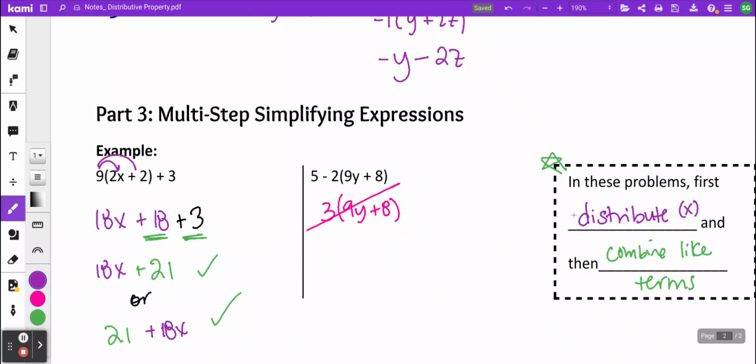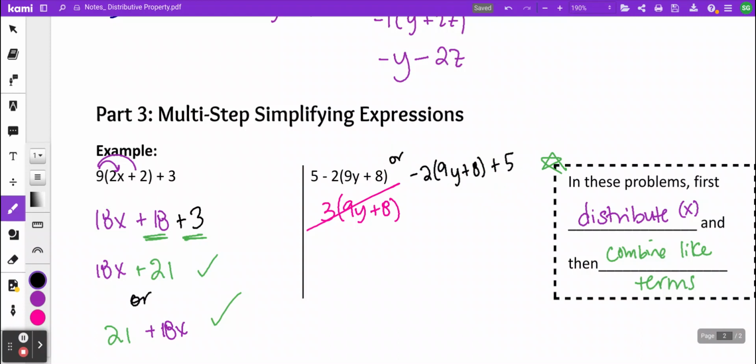We just said we've got to do that distributing first. 5 minus 2 is not distributing. That's a subtraction problem. Another way you can think of this is 5 minus 2 times 9y plus 8. That's actually the same thing as minus 2 times 9y plus 8, and then putting that 5 there at the end. These both mean the same thing.